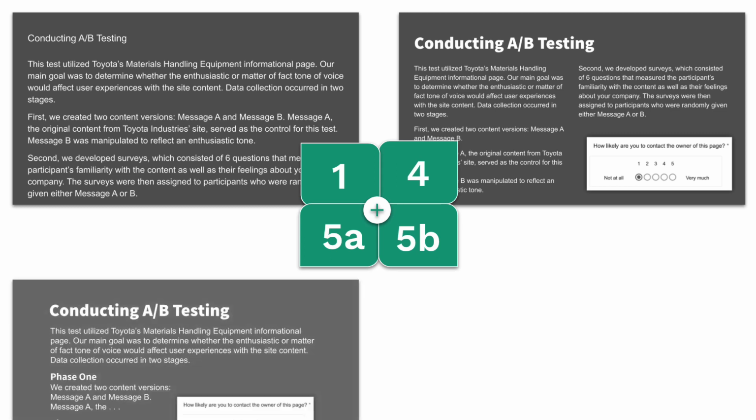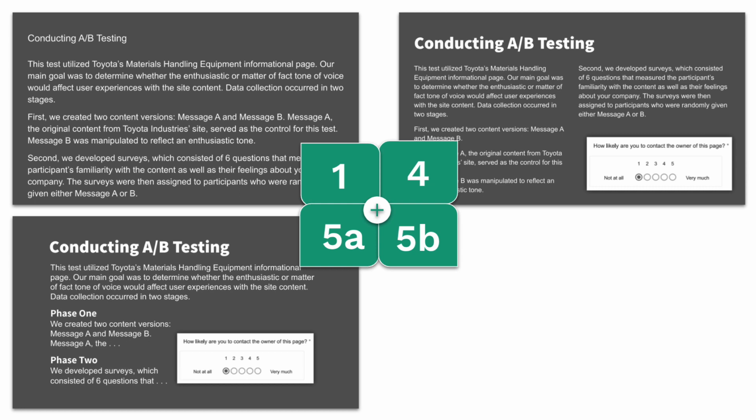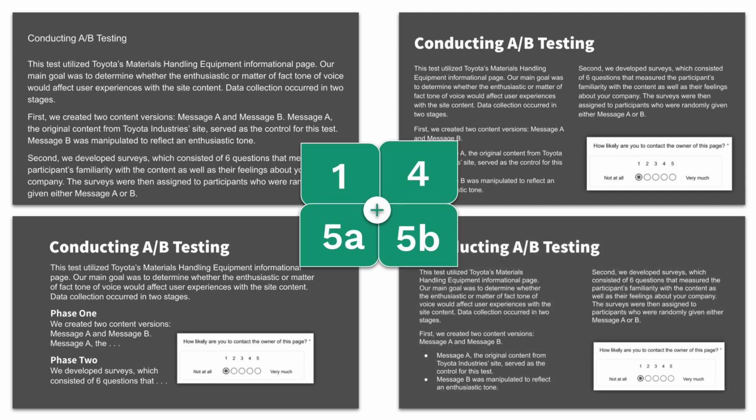In version 5A, the slide doc uses proximity with more surrounding white space to more clearly distinguish between chunks of text and columns. Version 5B accomplishes the same in the bulleted layout, with more surrounding white space and less line spacing to more clearly distinguish between chunks of text.